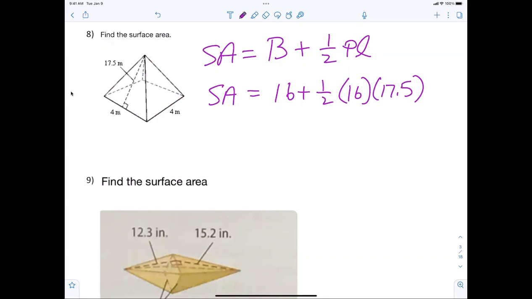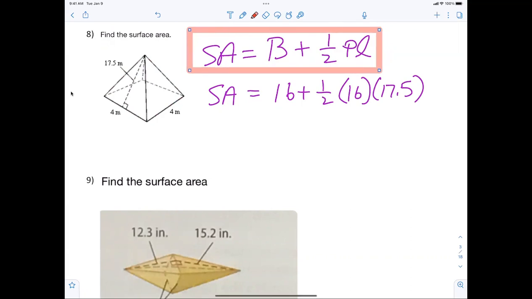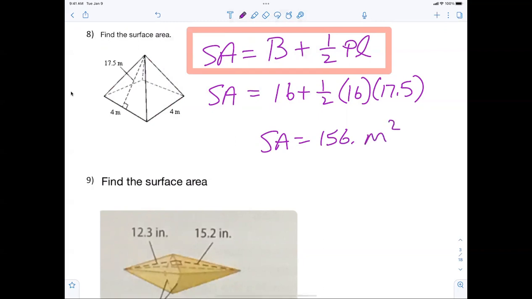All right. Remember, I would like for you to say the surface area formula. I need you to be able to just say that surface area formula. That's the formula for all pyramids. All right. And of course, someone's going to help me out with this. So surface area was equal to what? 156 point, what was it exactly? 156, and then we say meters squared.